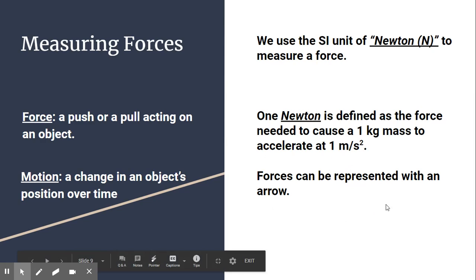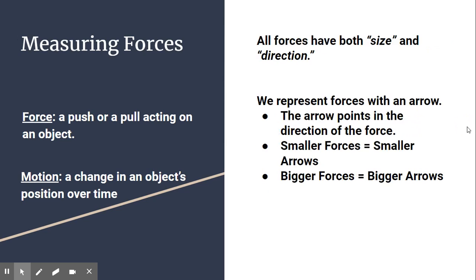We represent our forces with an arrow. Just as you saw in those previous examples with our scooter, arrows show the direction of the force. Forces also have size besides direction. We use the arrow to point in the direction of the force, which way is it being applied, and smaller forces have smaller arrows, bigger forces have bigger arrows.